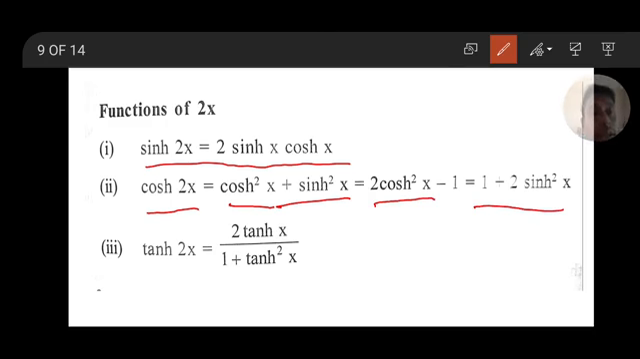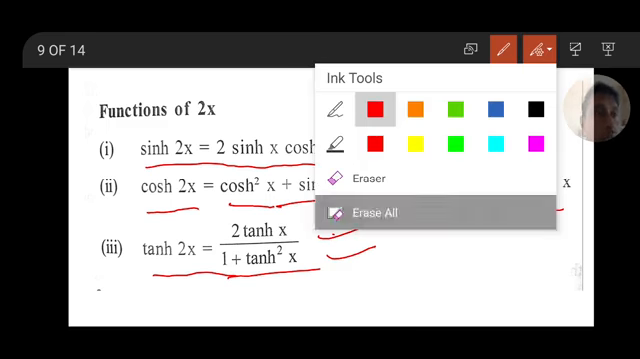Any one of these three can be used as a formula: sin 2 theta, cos 2 theta, tan 2 theta. Here also there are similar formulas, but slightly different. tanh of 2x equals 2 tanh of x by 1 plus tanh square x. These are the sinh of 2x, cosh of 2x, tanh of 2x formulas.